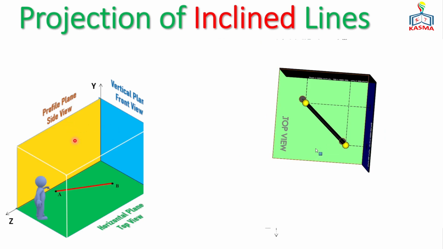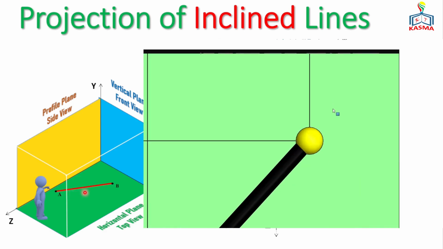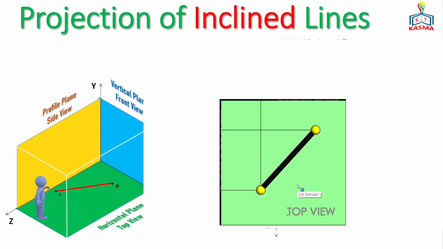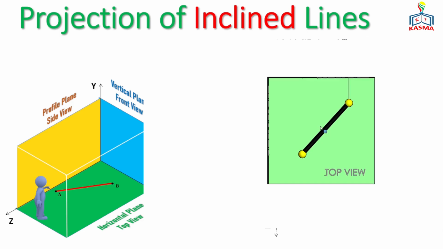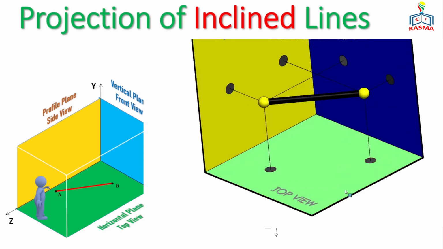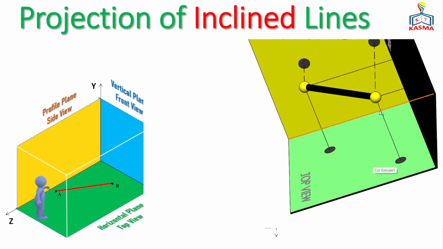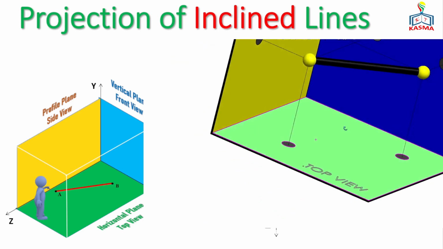To clearly understand the position of this inclined line in 3D space, let me show you with this animation. If you look over here, the line is placed in this way. That means it has the same distance from the horizontal plane, so the y components will be the same, and point A and point B are placed at equal distances.